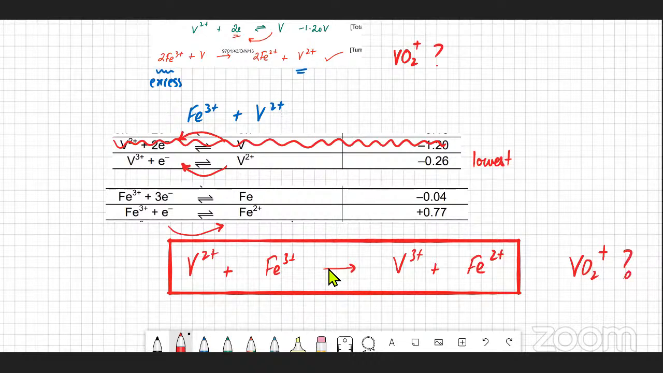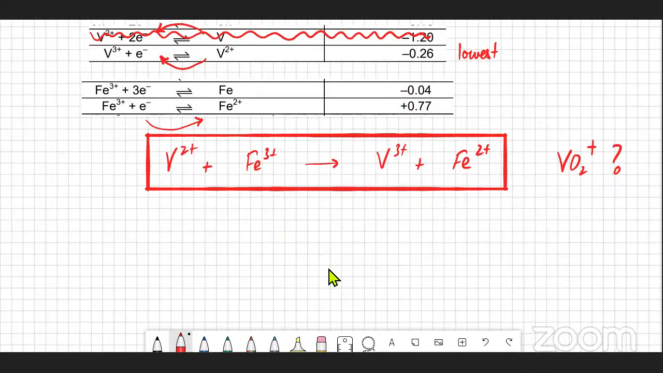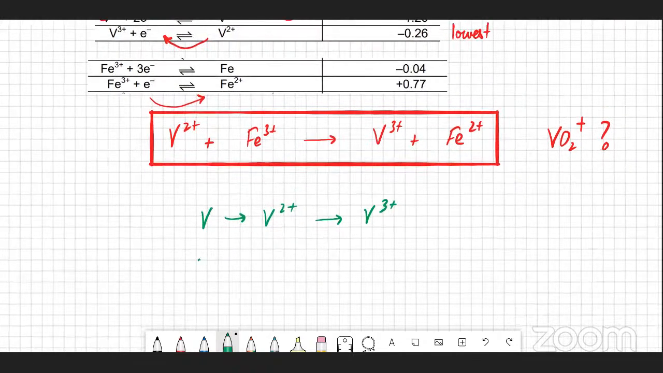But the marking scheme, where are you getting the VO2+ from? I said, now, if you look at the reaction, vanadium first changed into V2+, and then it again changed into V3+. Now we're going to see whether Fe3+ is going to again react with V3+ or not. Fe3+ first reacted with V, changing it into V2+. Then Fe3+ again reacted with V2+ and changed it into V3+. Now we're going to figure out whether it's going to react with V3+ again as well or not.